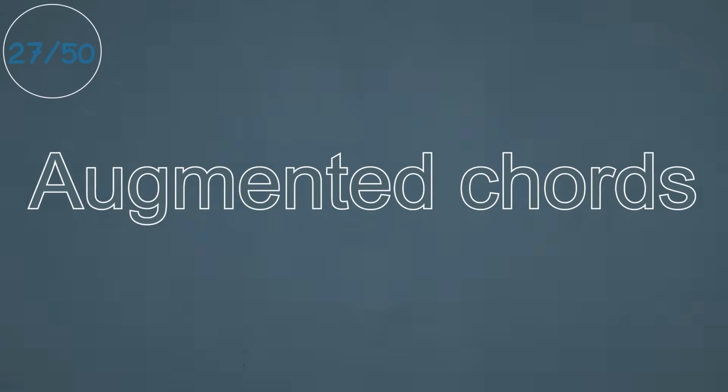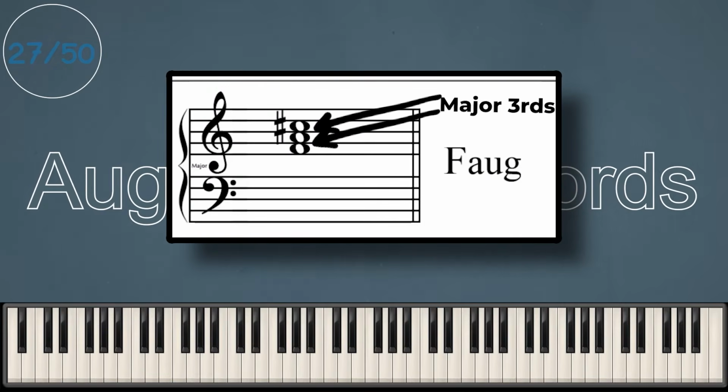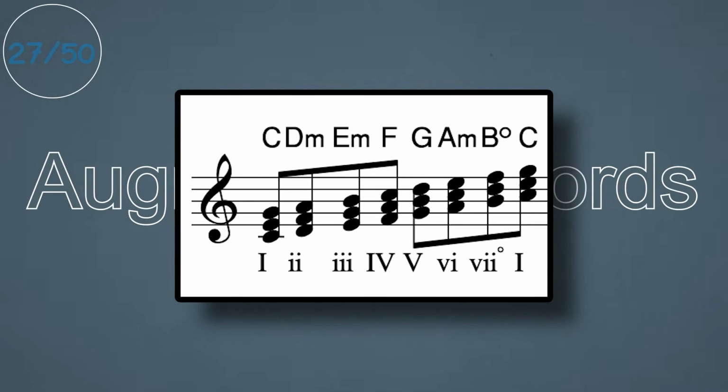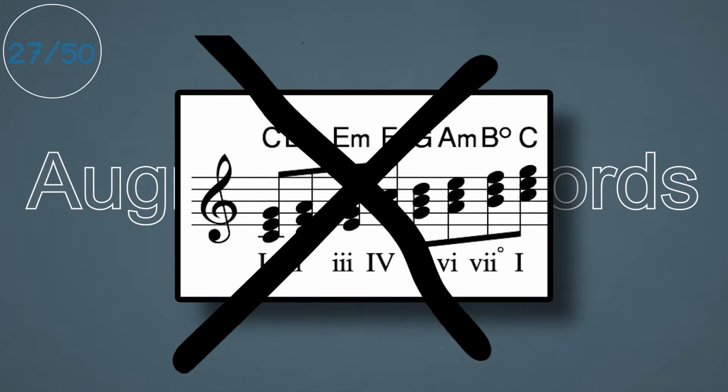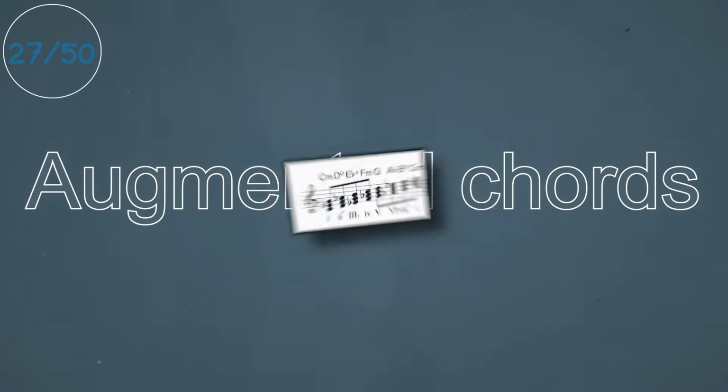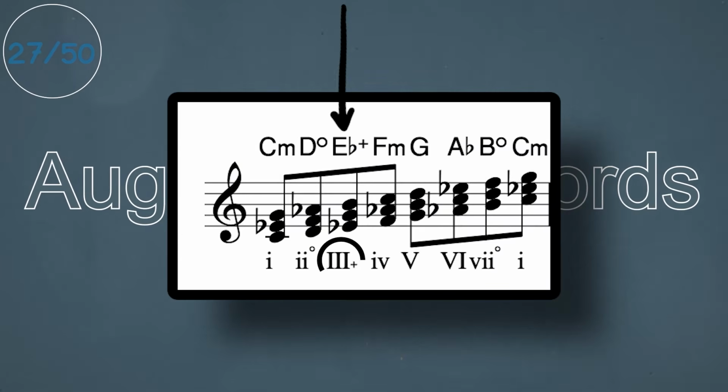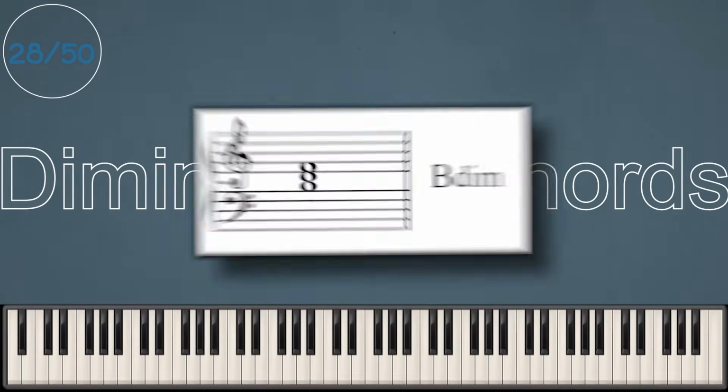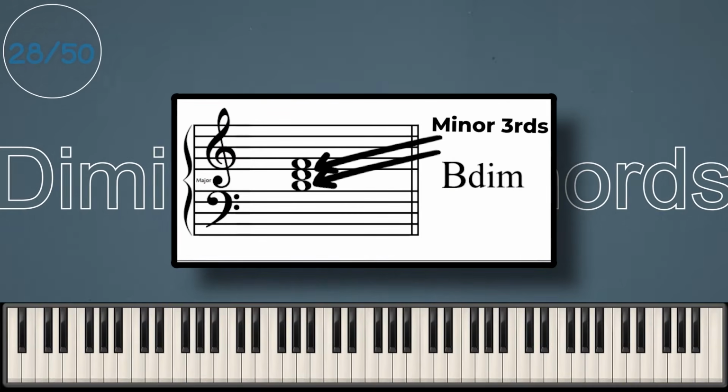An augmented chord is a chord that is made up of only major thirds. Augmented chords do not naturally occur within the major scale and thus are non-diatonic. However, an augmented chord can be found within the harmonic minor scale if you build a chord off the 3rd degree.